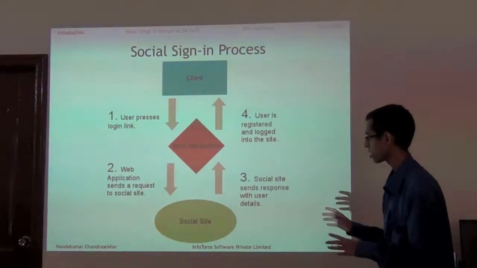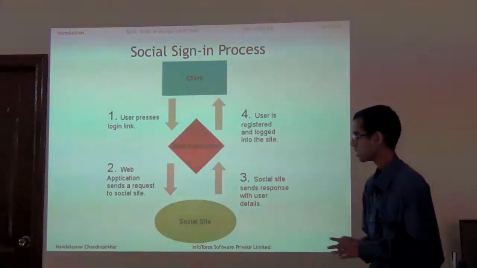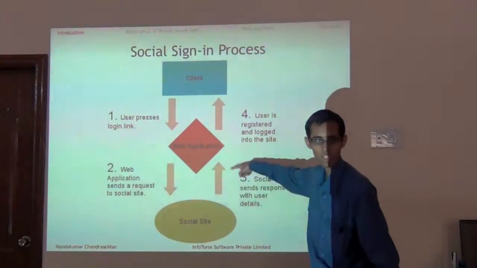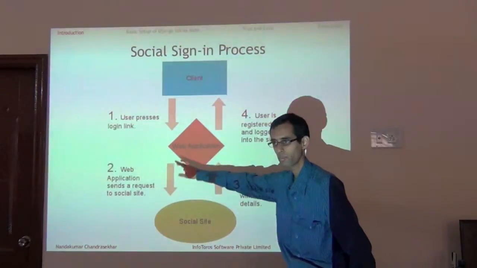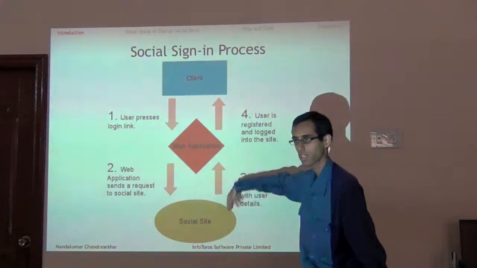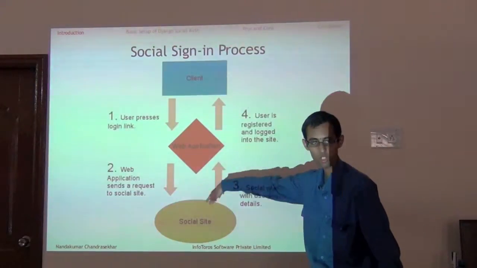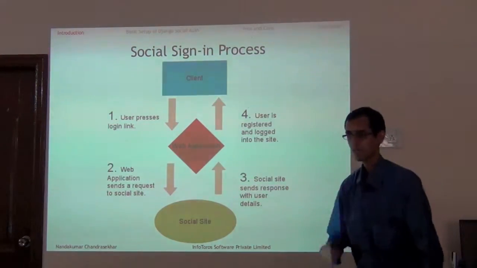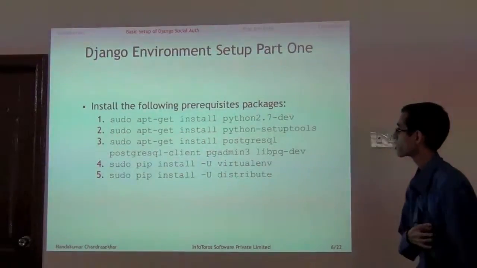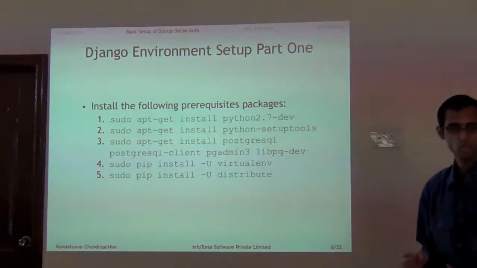So django-social-auth, where it actually fits in is in this area of the diagram, where you've got the web application interacting with the social site and then coming back. So this is where django-social-auth helps us. Okay, so how do we set up django-social-auth?